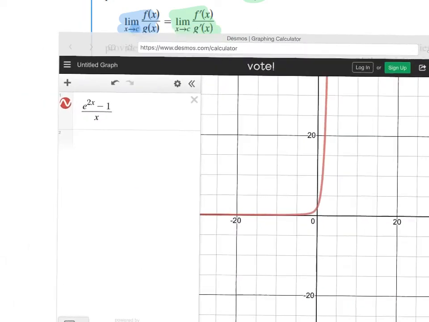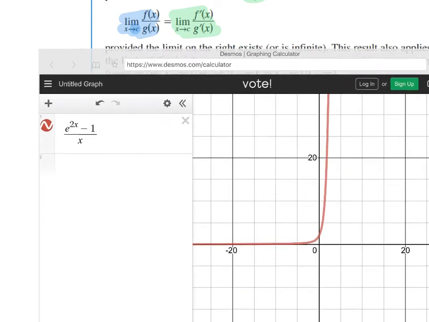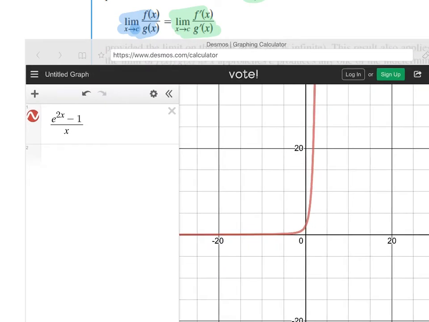So if we take a quick look at this here, we can see there's the function that we just found the limit of. And if we trace this here, we can see as x is coming close to 0, watch that y coordinate. That y coordinate is getting close to, we better zoom in here, that might help.